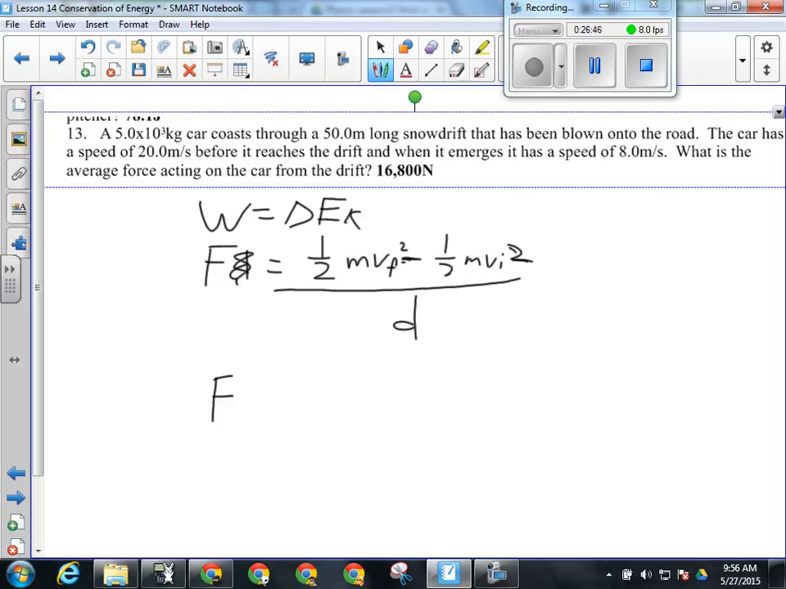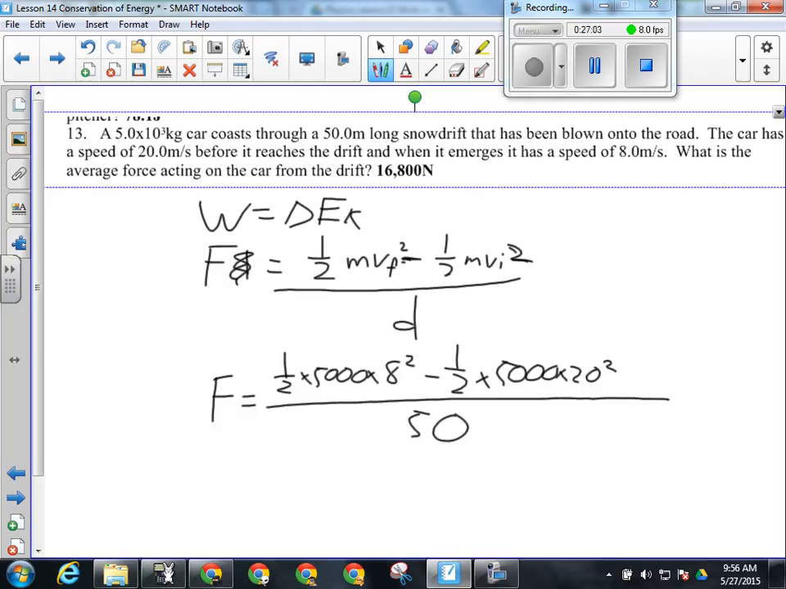So we'll have 1/2 times 5,000 times vf, which was 8, 8 squared, minus 1/2 times 5,000 times 20 squared, divided by 50. When we do that, this number actually comes out negative, and it should, because the force was exerted backwards on the car. That's why it slowed down. So we get 16,800 newtons, and it's negative. Any other ones there, guys?